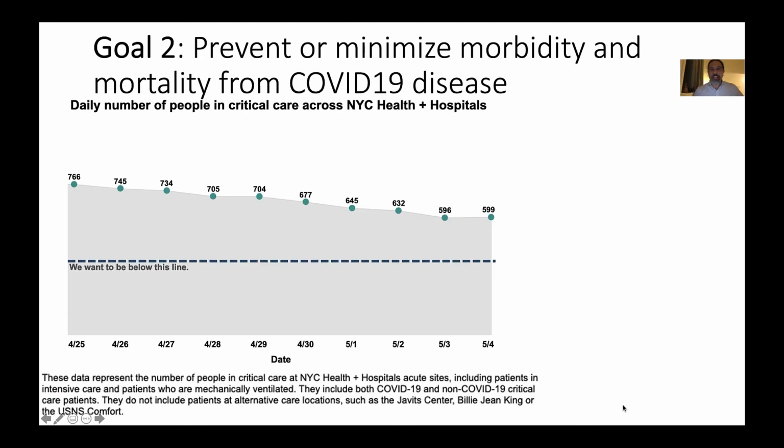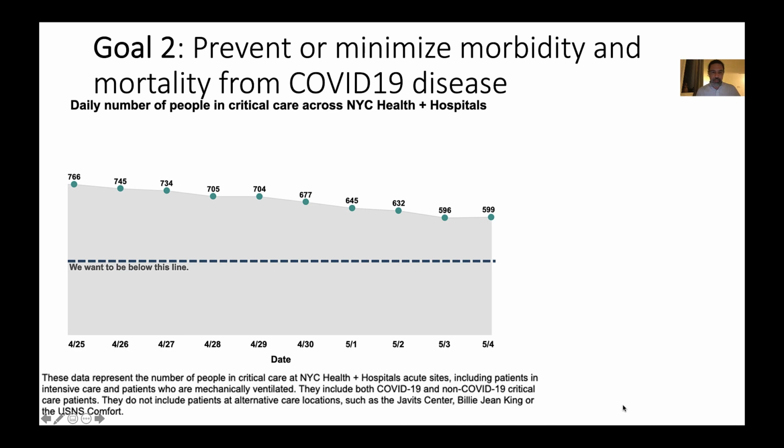So, goal two: preventing or minimizing morbidity and mortality from COVID-19 disease. You may remember that early on there was a lot of concern about overwhelming the healthcare system and the surge of hospitalizations that could result, and that when the hospital system becomes overwhelmed there would be even more deaths because of the lack of capacity to take care of the many individuals who could be sick at the levels of surge that were expected. So a metric like the daily number of people in critical care across Health and Hospitals is one of the metrics that New York City put in place.